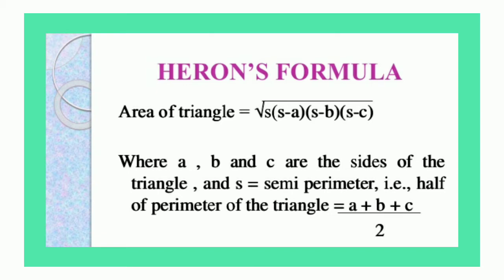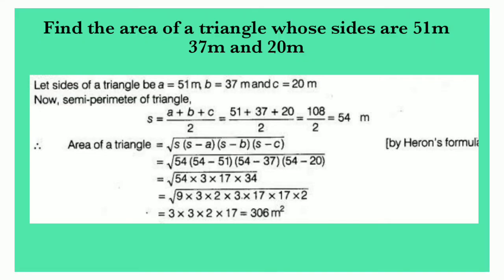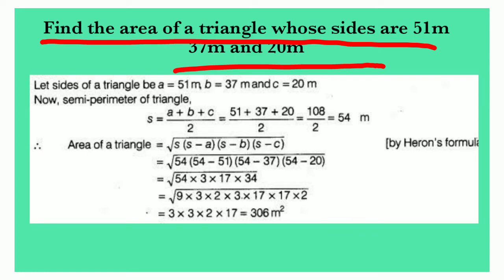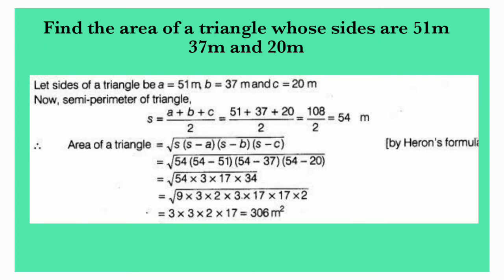So this is a very important formula. Learn the formula by heart. What is the formula? Root of s into s minus a into s minus b into s minus c. Okay. So let us discuss one problem related to this Heron's formula. Find the area of a triangle whose sides are 51 meter, 37 meter and 20 meter.